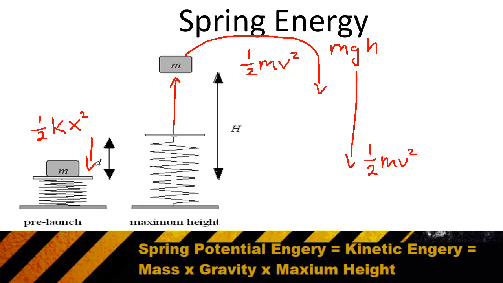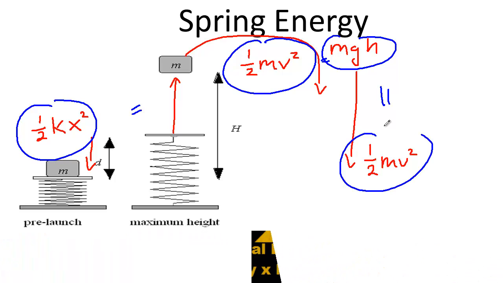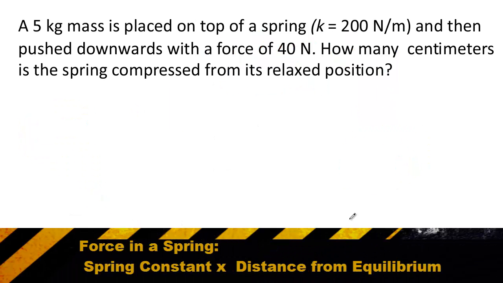And in this cycle of spring energy to kinetic energy to potential energy and back to kinetic energy, all of these equations are the same. So 1/2 kx squared is equal to 1/2 mv squared, which is equal to mgh, which again is equal to 1/2 mv squared.